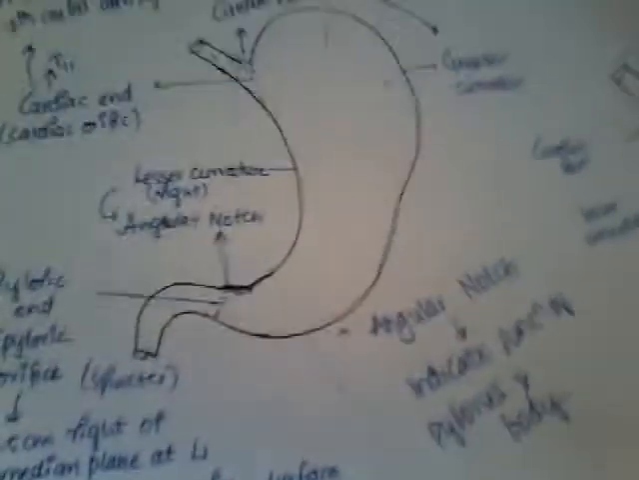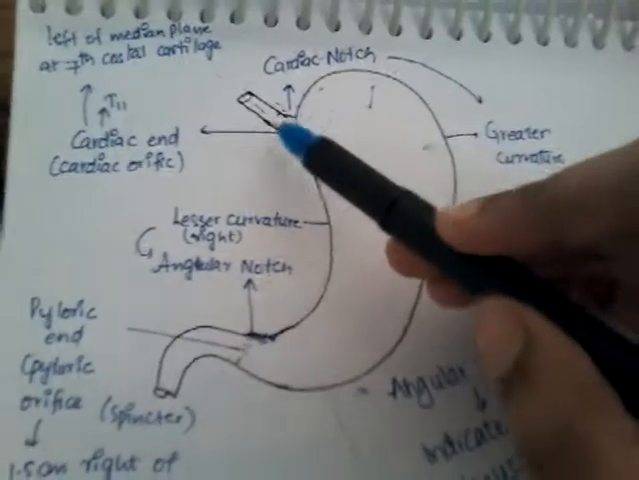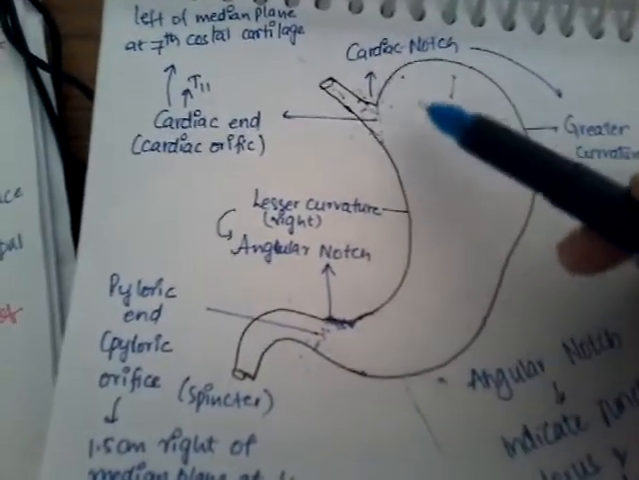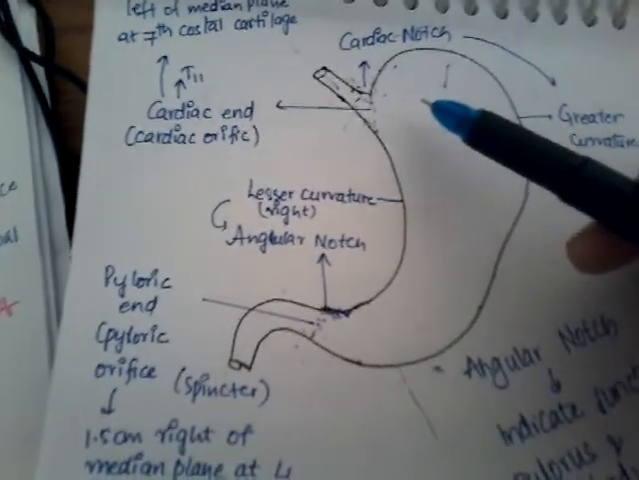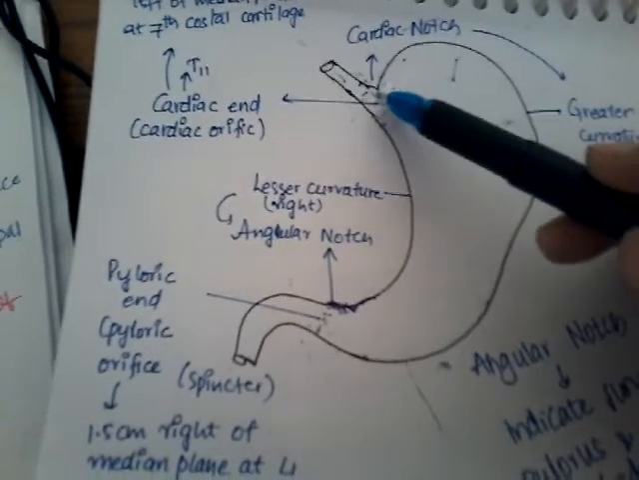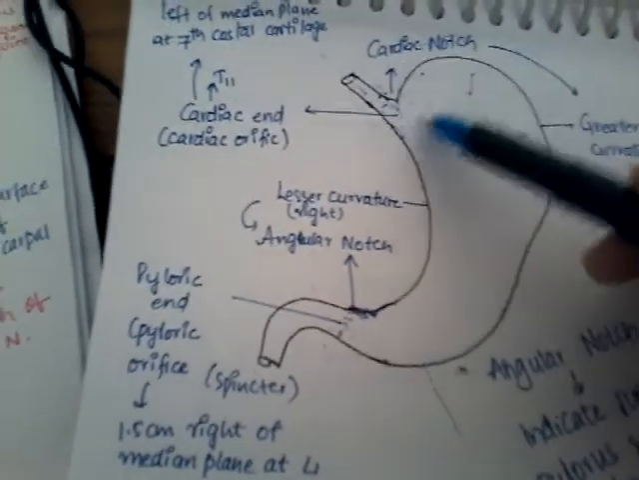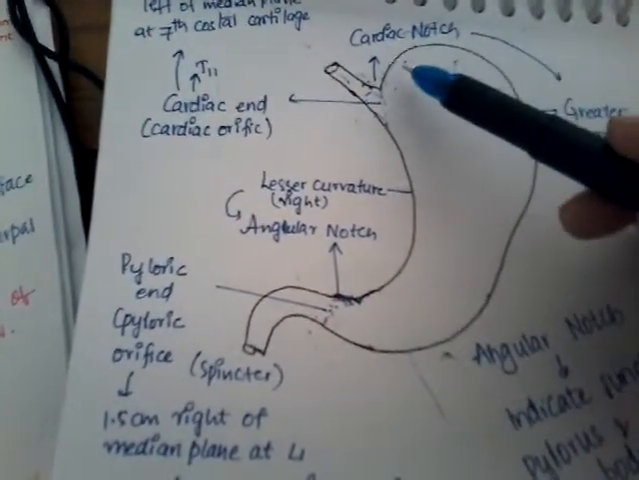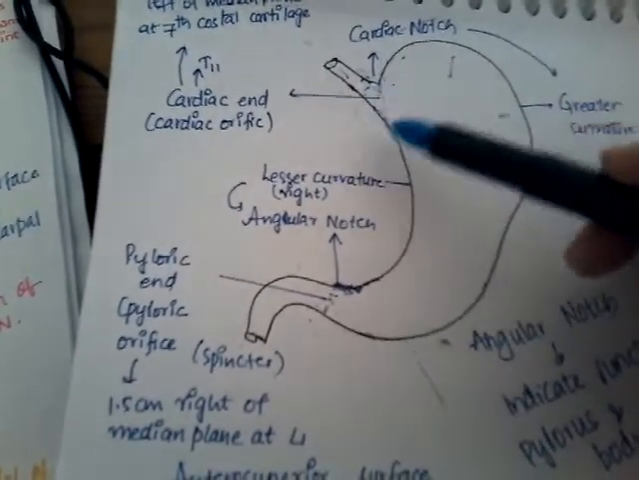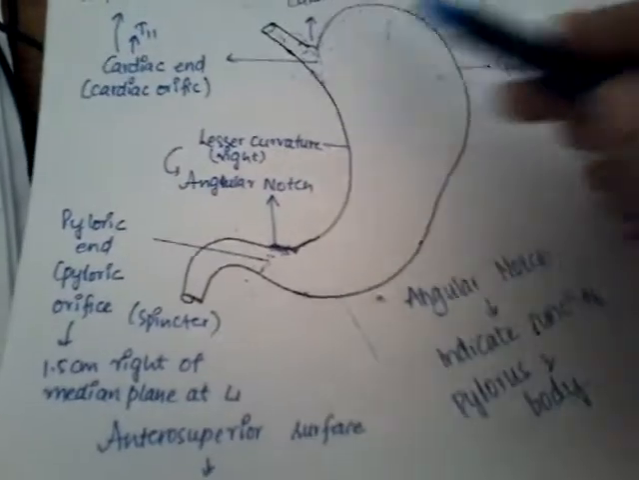As I have said, the stomach has a cardiac notch. This is the cardiac part, which is here, situated around the cardiac notch, and above the cardiac notch there is the fundus. So this is the fundus of the stomach.